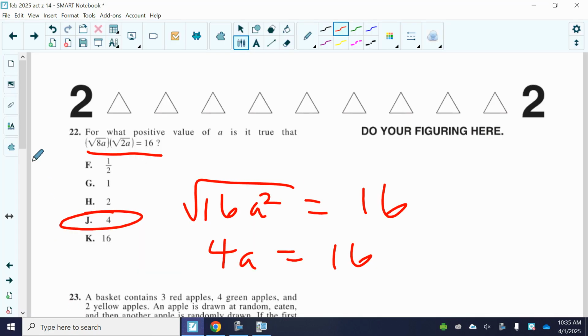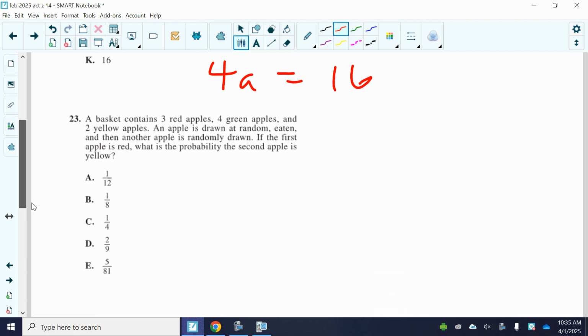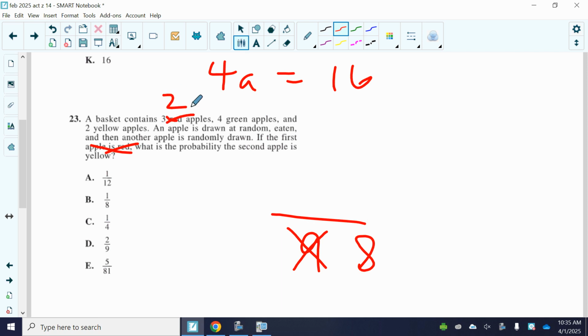Okay? Watch out, probability always means total. So I have 3 red apples, 4 green apples, and 2 yellow apples. That's 9 apples where I come from. An apple is drawn at random and eaten. So guess what? There isn't 9, there's 8. So if I ate a red, there's not 3 reds no more, there's 2.